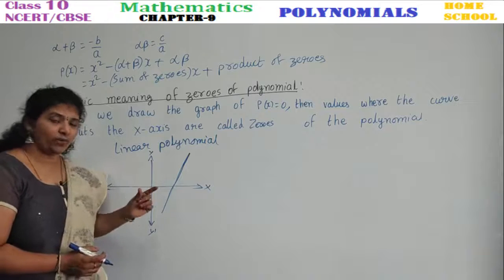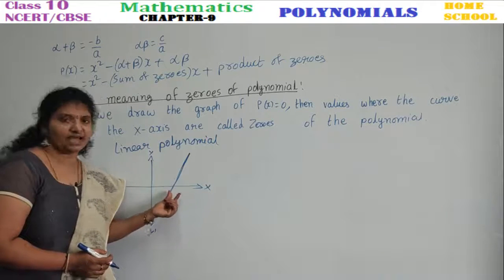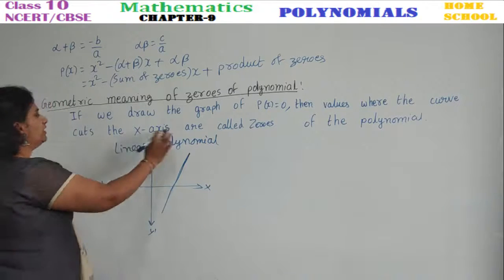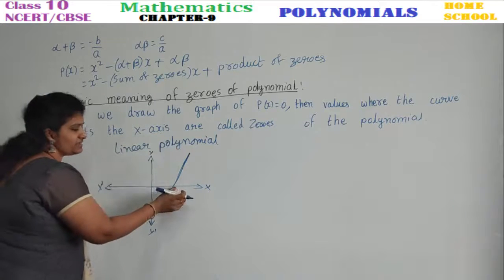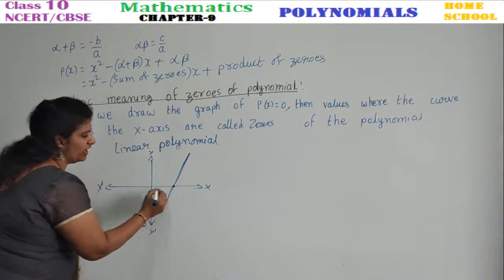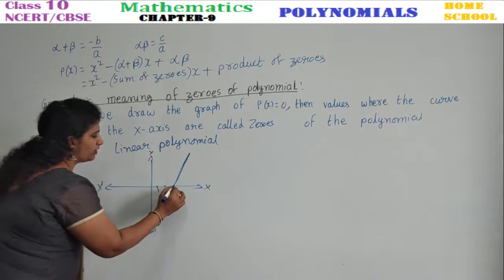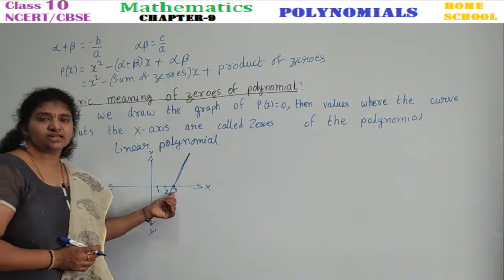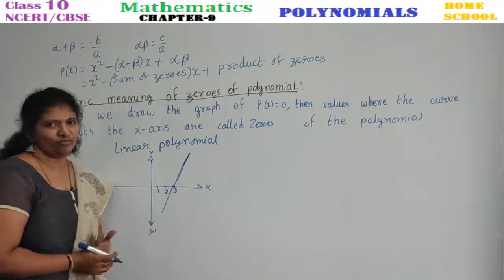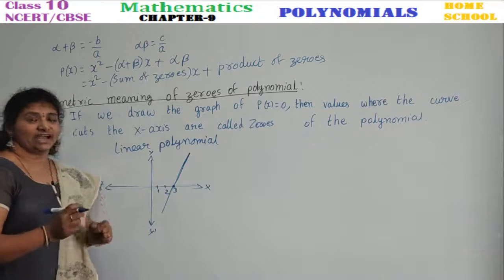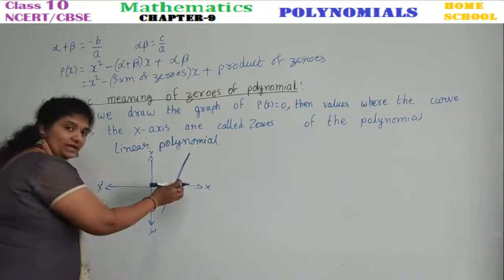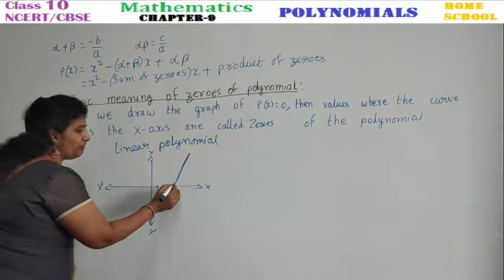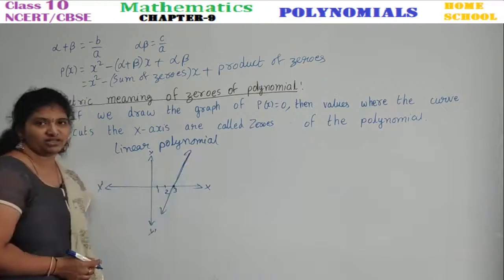That line where it intersects the x-axis or cuts the x-axis, that point is called the zero of the polynomial. Suppose it is at 3. So x is equal to 3 is the zero of a polynomial. Where it touches or cuts the x-axis, that point we call a zero of a polynomial, children.